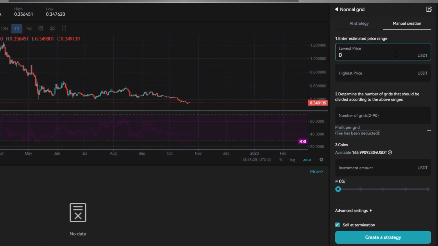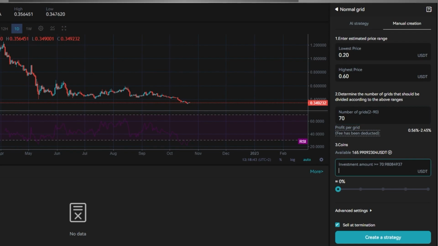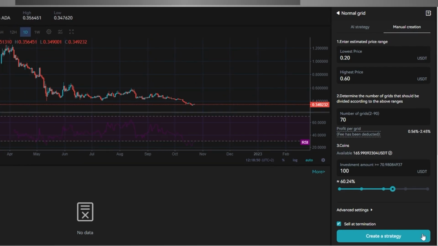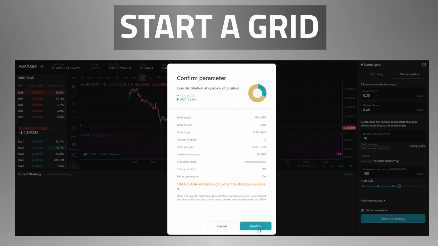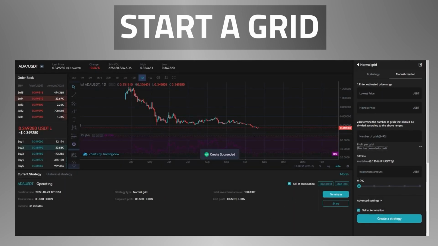So here you can set your own low and high values with the number of grids you would like to have. The number of grids shall be set in a way that the minimal profit per grid ratio would not be less than 0.5%. The maximum grids you can set is 90, and actually I don't think anyone would need more than that. So let's go. Now that I've set my grid parameters, I can simply click on the Create Strategy button and I'm done. All I need to do is wait patiently and see how the grid turns profits for me.